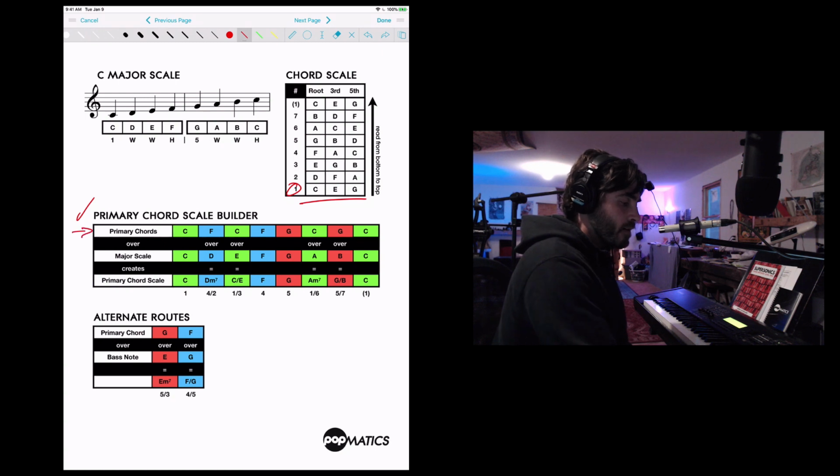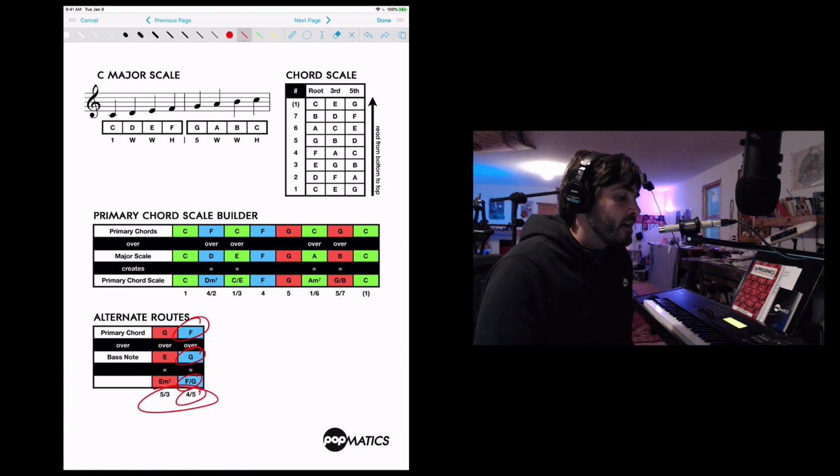The next one here, the primary chord scale builder, this is telling us what chord we're playing on top over the major scale, and then it creates the primary chord scale. So for example, here we have a C chord, that's a 1, over the E creates C over E, which is a 1 over 3. That's our number system. And those are the 7 most common chords right there, and then here are our 2 alternate roots. So we got an F chord over a G chord, that makes F over G, that's 4 over 5. Things like that.